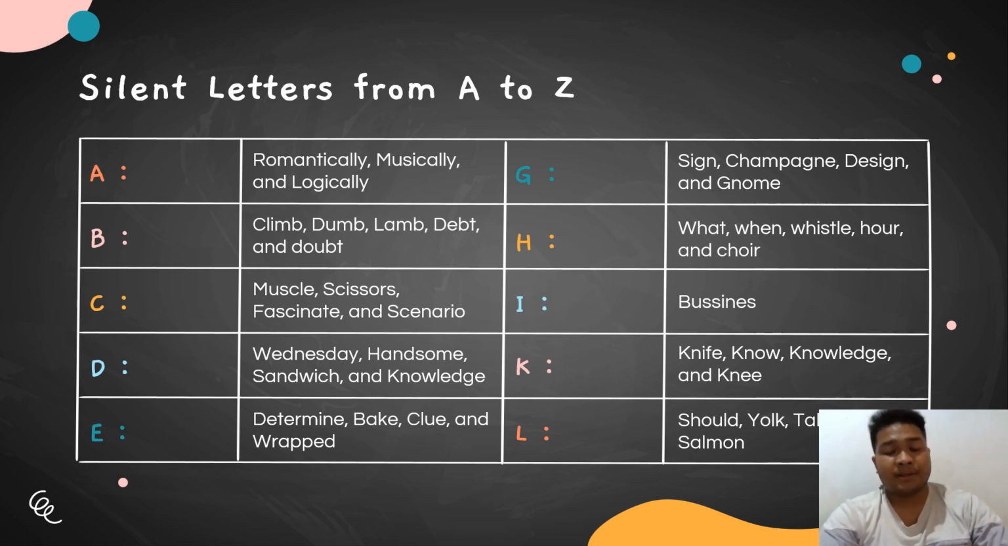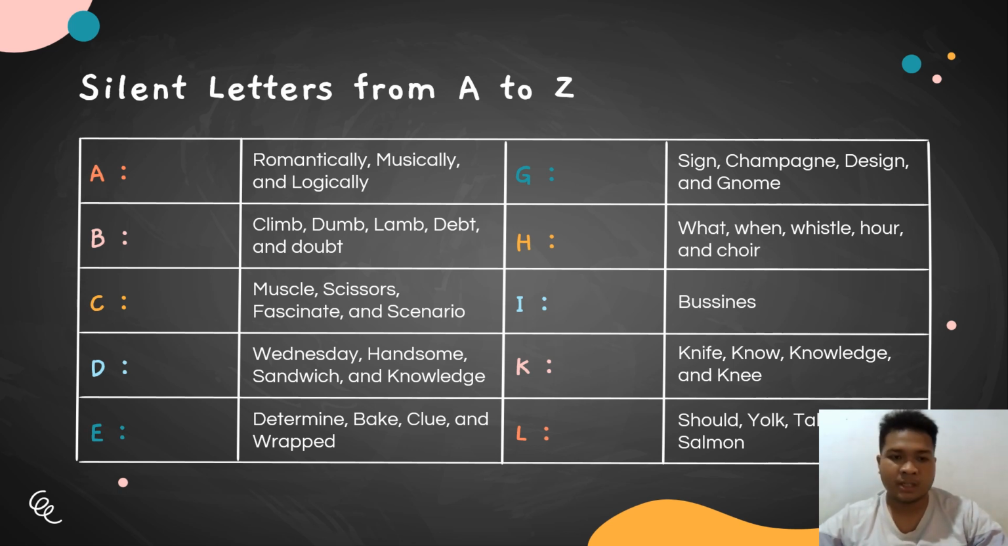So what about the letter B? The letter B is silent in words like climb, dumb, lamb, depth, and doubt. We're not pronouncing it like climb, dumb, lamb. No, not like that. So we are going to pronounce it the right way in British or American accents. That is climb, dumb, lamb, and the other words. So the B is not pronounced because it would sound weird to foreigners when we speak like that.